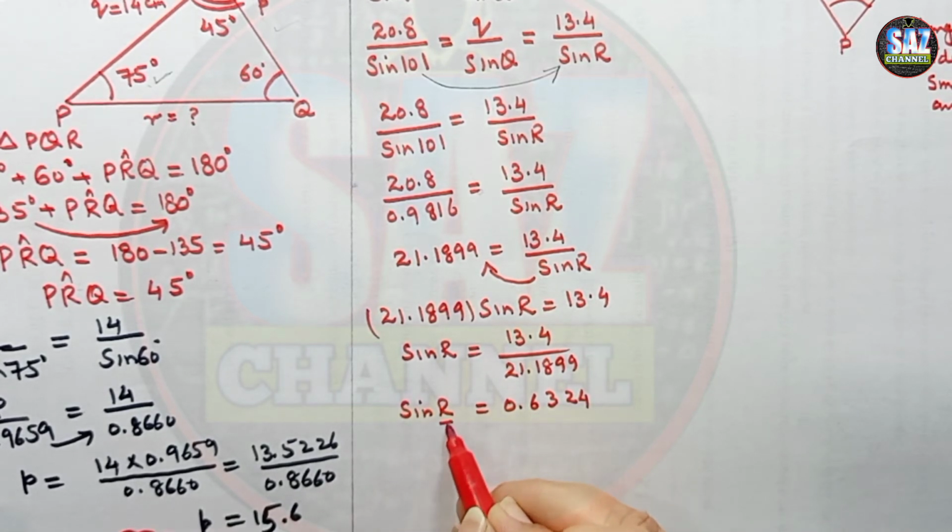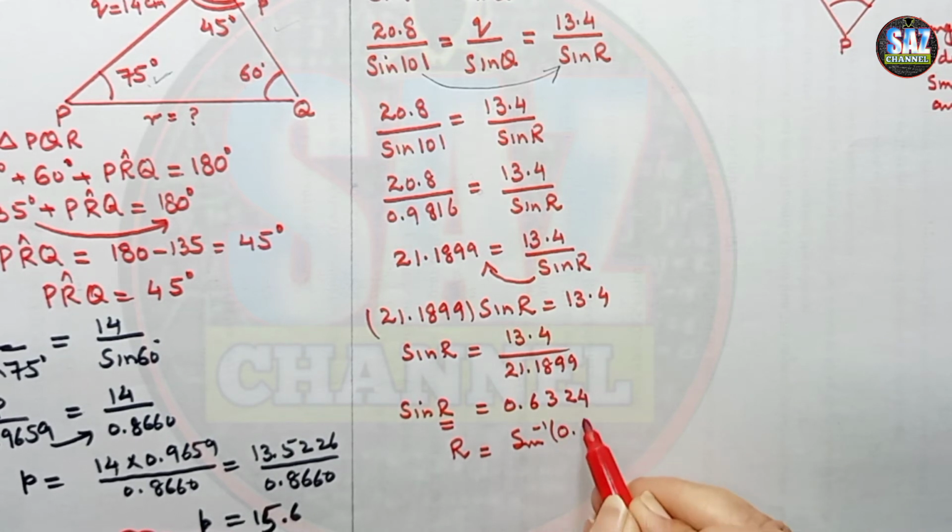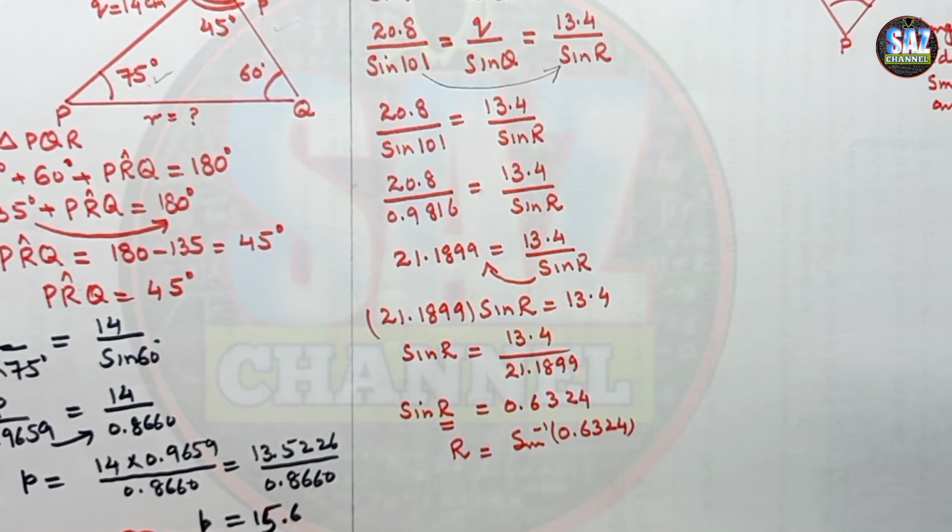Now in order to get the value of angle R, I have to take sine inverse. The equation will take the form R equals sine inverse 0.6324. Press the shift key and then sine, and on the display you will have sine inverse, then write the value 0.6324, and this gives me 39.22, so I can take angle R as 39.2 degrees. This was the first requirement of the question, and let me box it.